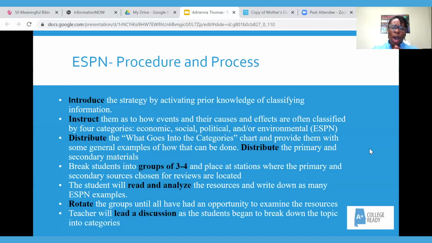Ask them, why did they choose this example? Justify your example. Then they're able to talk with you and talk with their classmates and see how things connect and how they're related.